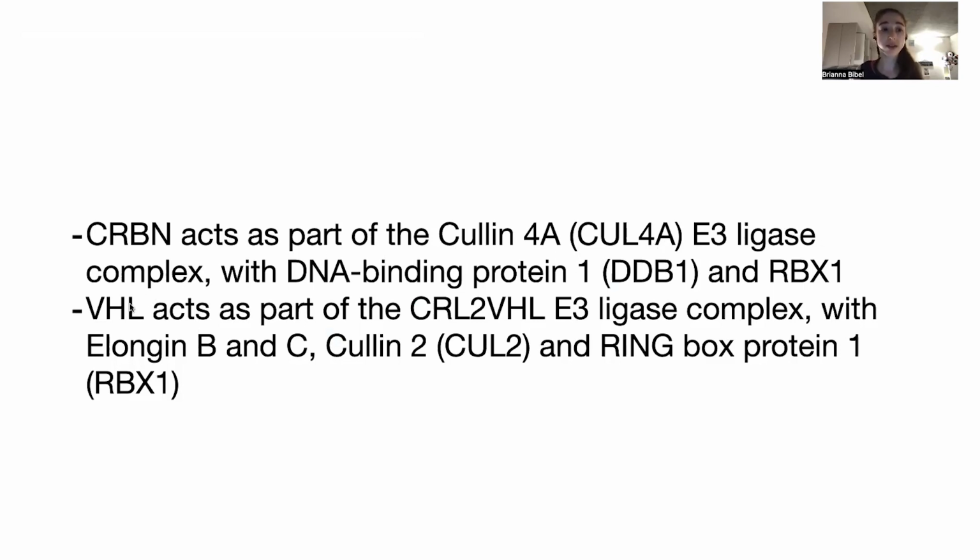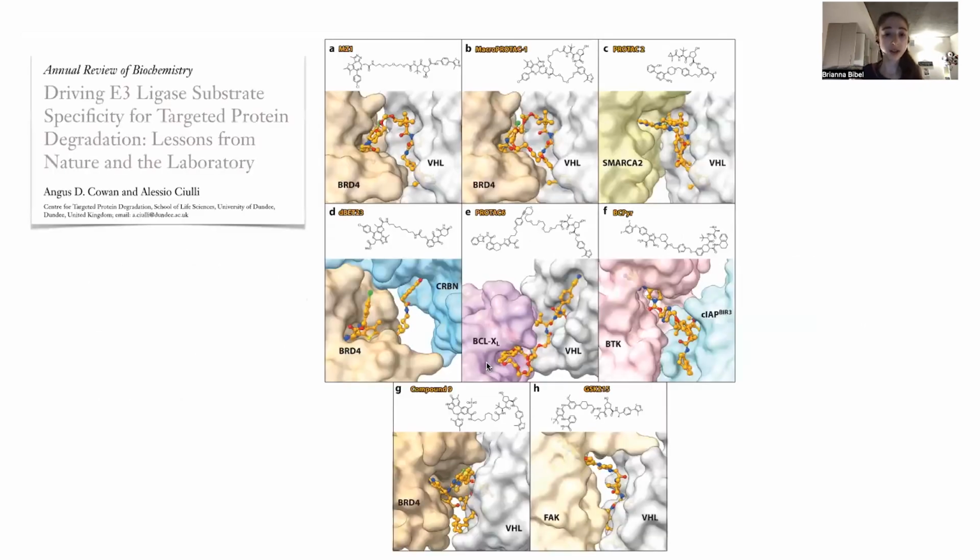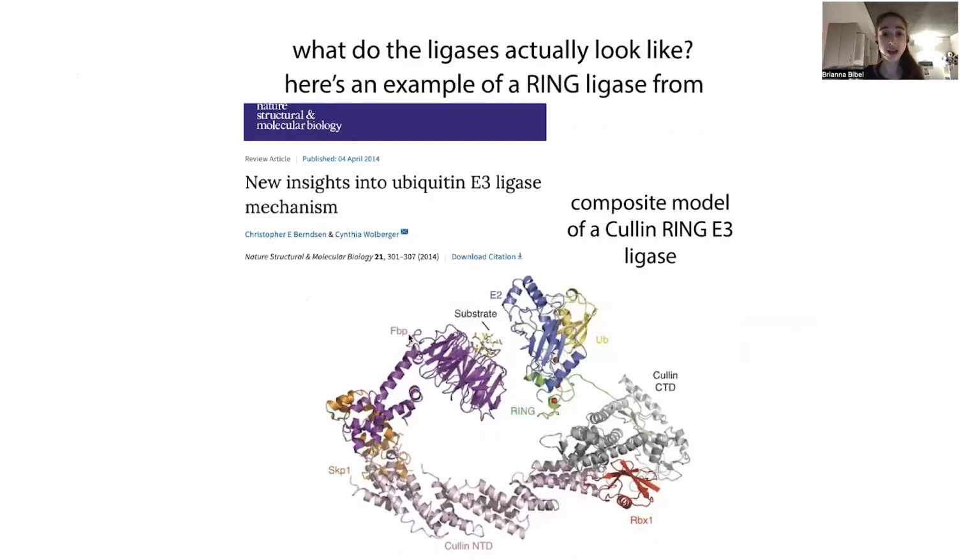The other one that's commonly used is VHL, von Hippel-Lindau, and it acts as part of this CRL2, so another cullin RING ligase, VHL E3 ligase complex with elongin B and C, cullin 2, so CUL2, and RING box protein 1, RBX2. So much more than you probably wanted to know, but if you did want to know, there's the information, and these ligases look something like this.